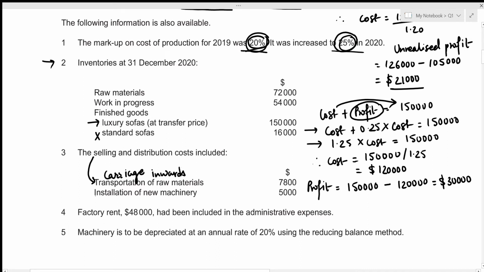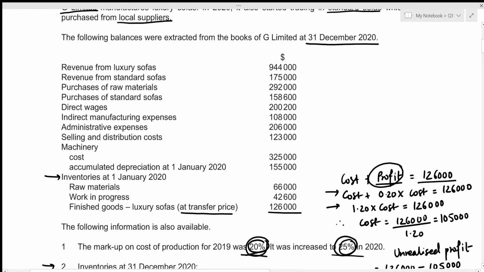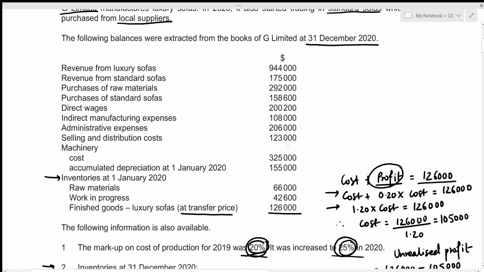Then we have installation of new machinery. So this is actually a capital cost, because the activity of installing new machinery is not something that's going to recur over the year. This is a one-time cost, which means that the installation of new machinery of 5,000 should actually be included in the new machinery cost. Let's do that. So we have machinery cost to be 325,000. We need to add another 5,000 to it. So this results in the total cost of machinery to be 330,000.